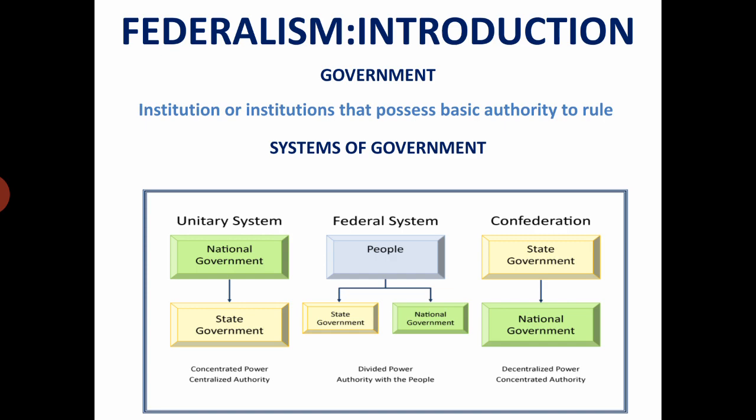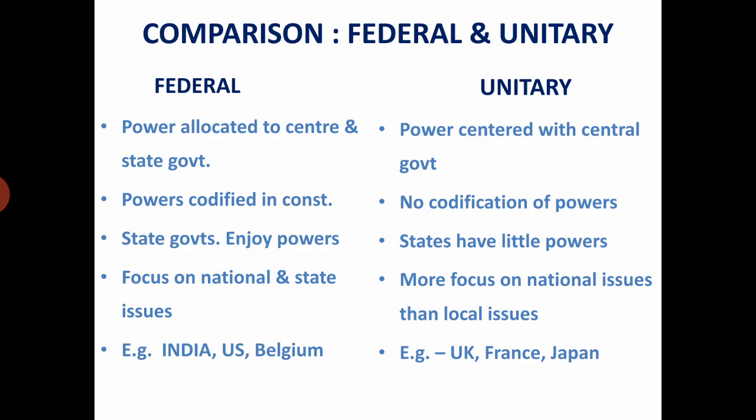In a unitary system, central government holds power. Local government, if existing, does not enjoy much power. They do nothing but implement policies made by central government. In a federal system, power is shared between central and state governments. In confederation, the center has very little power and state governments enjoy vast powers. In present times, we have unitary or federal systems of government. So let us compare the two systems.